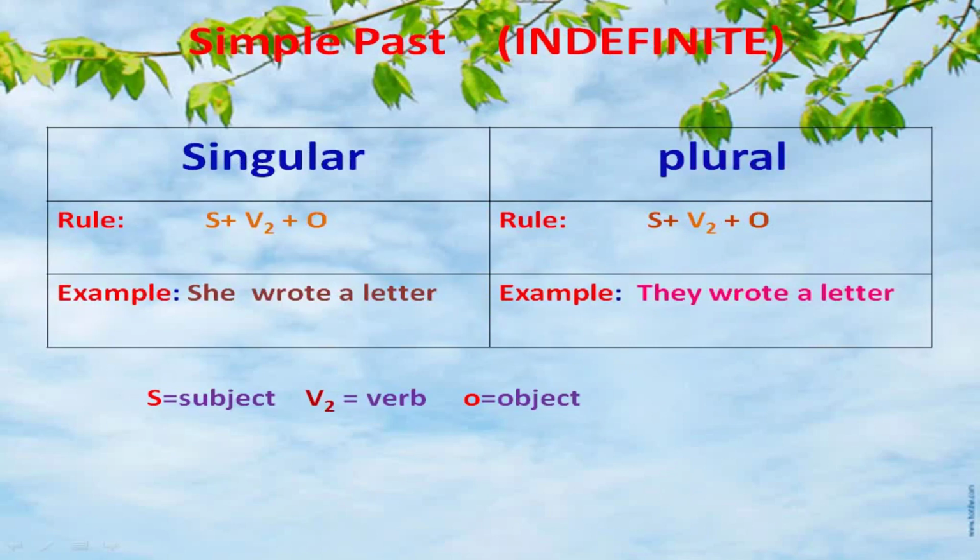Now next we are going to understand the simple past tense. Singular form, the rule is subject plus V2 plus object. Here V2 refers to verb 2, that means past tense. Example for the singular form: she wrote a letter. Same in plural form: subject plus V2 plus object, same formula, but only the subject changes. Example: they wrote a letter. Here she is singular, they is plural.